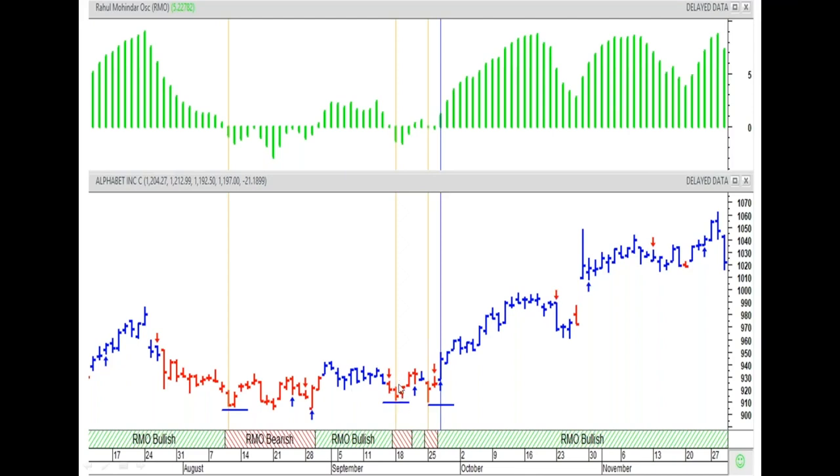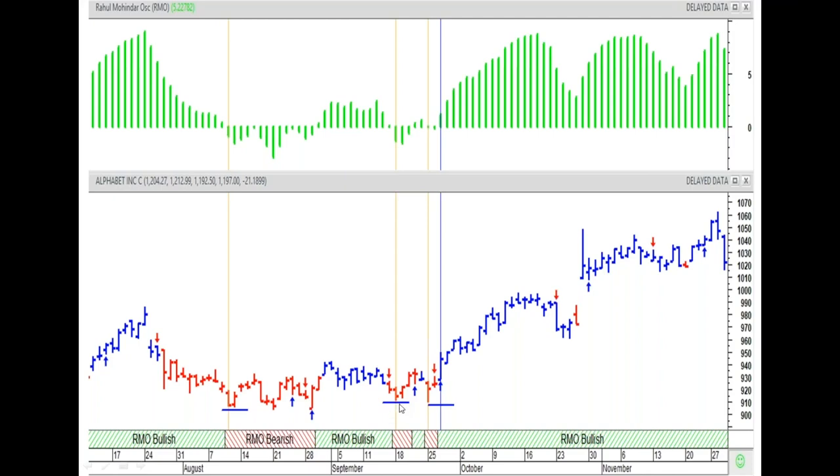You look at the second signal over here, which is mid-September. Again, I got the red bar, I got the red arrow. And why have I chosen this bar? Because this is the first time when the RMO switched from bullish to bearish. So below the low of that bar, again, not taken out, okay?